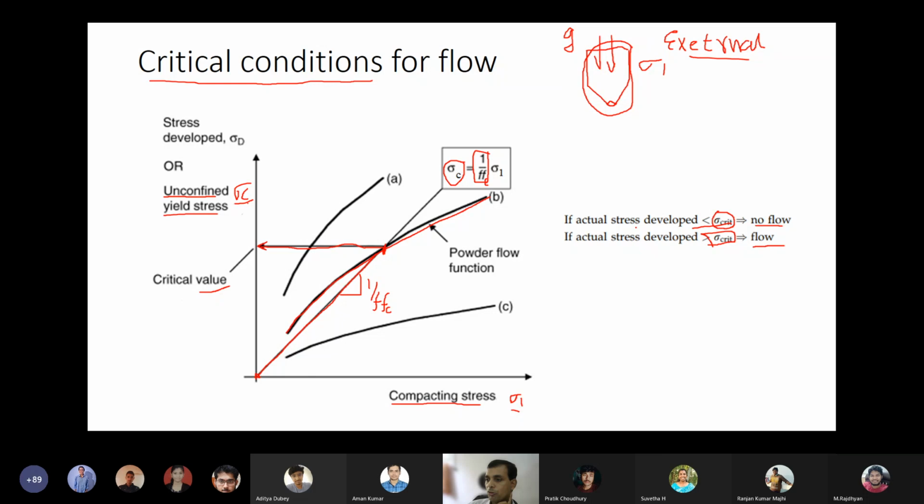Let's say the actual stress developed is less than sigma critical with only gravity. Let's say we have a silo where all the particles are subjected only to the gravitational force. Then the actual stress developed is less than critical, and no flow takes place. But if we want flow to take place, we have to apply some external load to increase the actual stress developed in the silo. Students, do you understand what I'm trying to explain here? For a given silo, we are trying to find the critical conditions from the flow function.